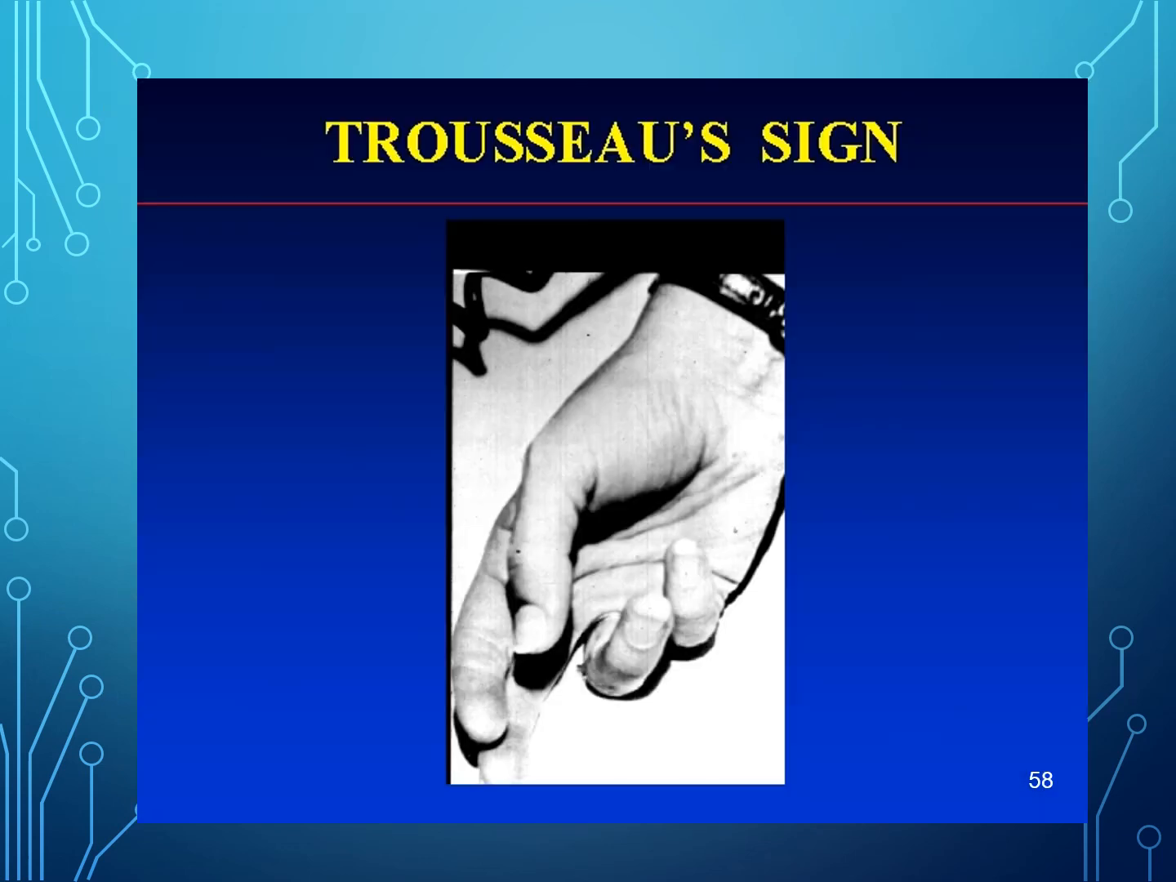Okay, this is Trousseau's sign. It is carpopedal spasms induced by inflating a blood pressure cuff approximately 20 millimeters of mercury over the systolic pressure and leaving it in place for a few minutes, about 2 to 5. So we see adduction of the thumb and a flexed wrist. Please do not try this at home.